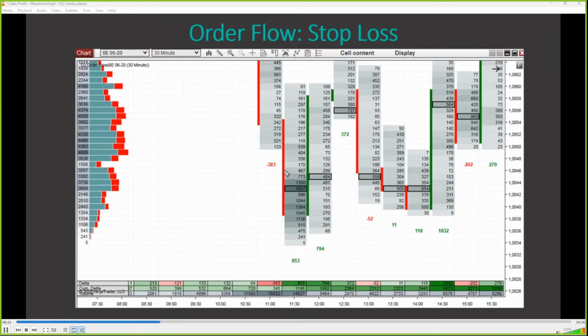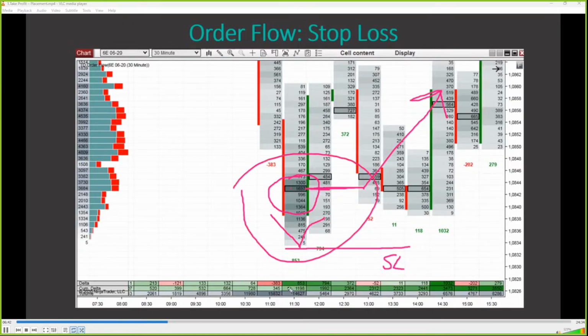Now, in this case, it is pretty simple. Significant volume area, support in here, this high volume node. You want to go long from there, and the ideal stop loss, in my opinion, would be in here, below the low of this area.